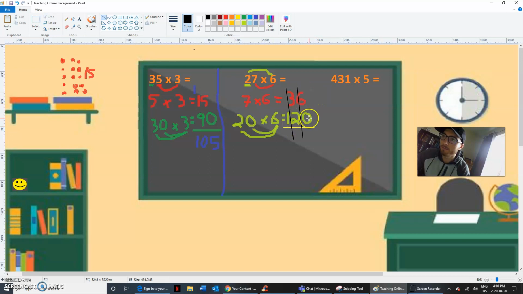So 6 ones plus 0 ones is what? Oh, I heard someone in the back. Raise your hand next time. Remember, 6 ones plus 0 ones is 6. Now we go to the next place value. 3 tens plus 2 tens equals 5 tens. And finally, 0 hundreds plus 1 hundred is 100. So our answer is 156.